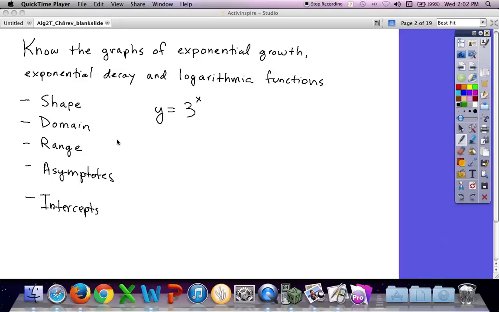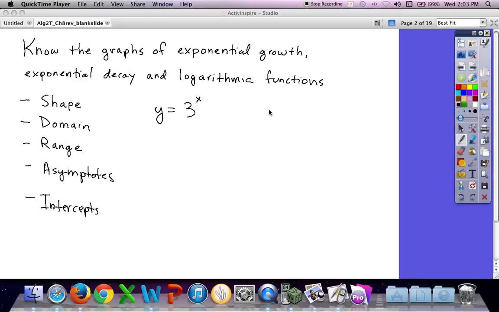Right. You need to know the graphs of the three kinds of functions that we learned in this chapter: exponential growth, exponential decay, and logarithmic functions. In particular, the things you need to know are the shape, the domain, the range, the asymptotes, and the intercepts. Those are the details we're looking for on the graph. This is not the quiz question, because I gave you the decay. In this case, this is just the basic exponential growth graph.